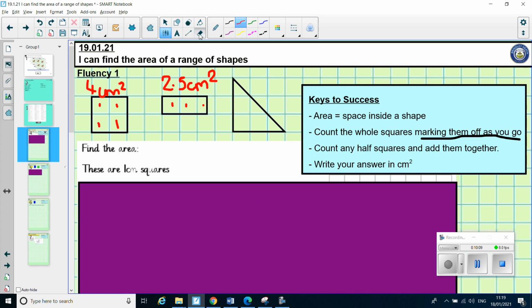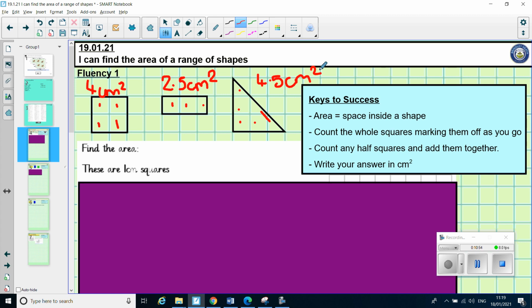Okay, my next shape then is this triangle shape here. So again, exactly the same. I'm going to count the whole squares first, marking them off as I go, and then I'm going to count any half squares and add them together. So I've got 1, 2, 3 whole squares. All right then, and I've got a half and a half, which together make a whole square. So that gives me 4. 1, 2, 3, 4. And then I've got another half that I've not yet counted. So my area for that triangle is 4.5 centimetres squared. So I've got 3 whole ones plus 2 halves, which make a whole one, plus another half, which gives me 4.5.